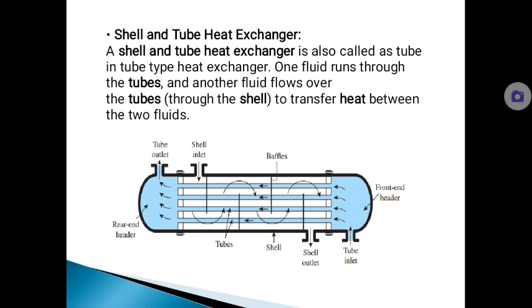See here in this diagram, the outermost part is called the cylindrical shell, and here a number of tubes are placed in the bundle form. Now these tubes are connected by the front end header and the rear end header. Here in the front end header, there is the tube inlet. It means fluid is coming inside the front end header, goes through the tubes, and comes out at the rear end header. So it is called the tube outlet.